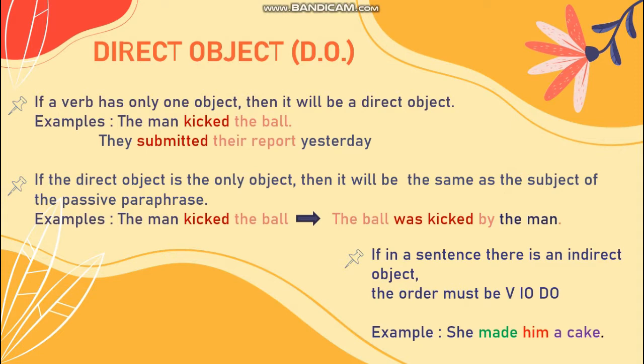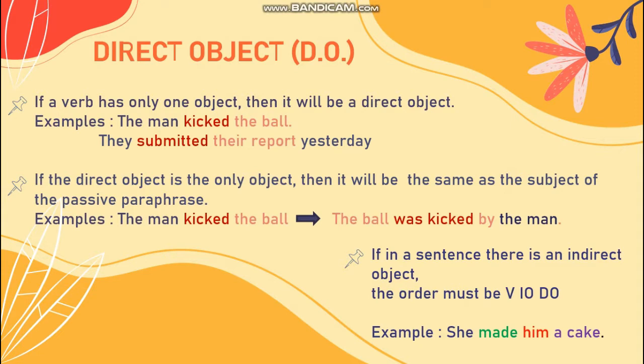And then, if the direct object is the only object, that object becomes the subject if we change it into the passive paraphrase. So, the example, as you can see: the man kicked the ball, and if we want to change it into the passive paraphrase, the word ball here becomes the subject, so the position is the first of the sentence.